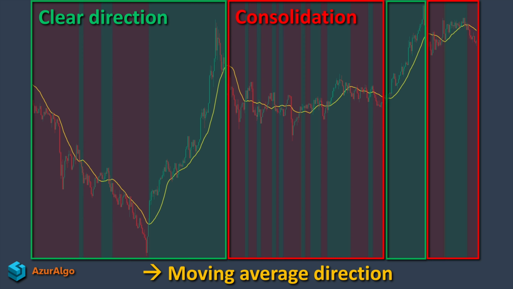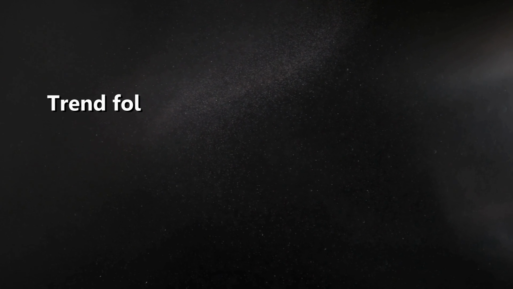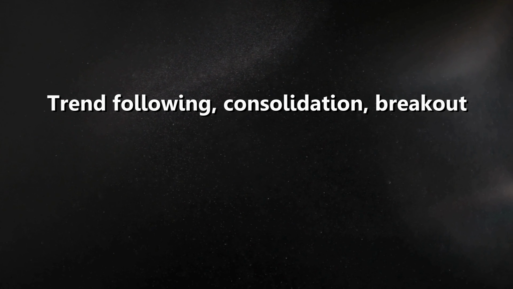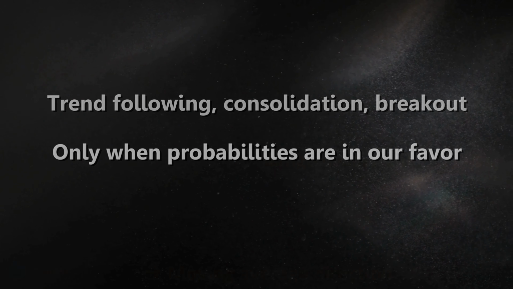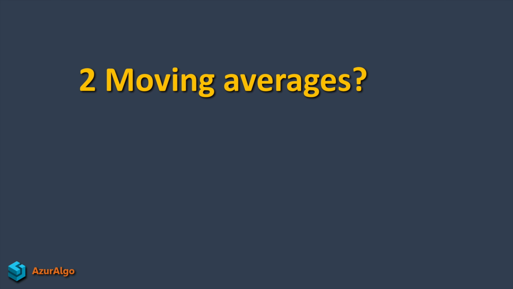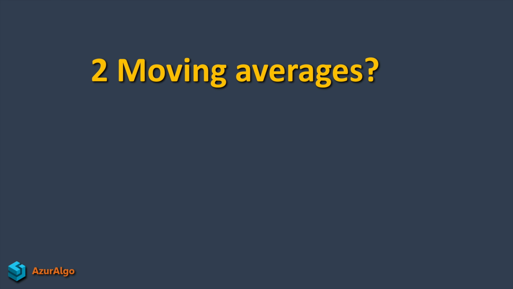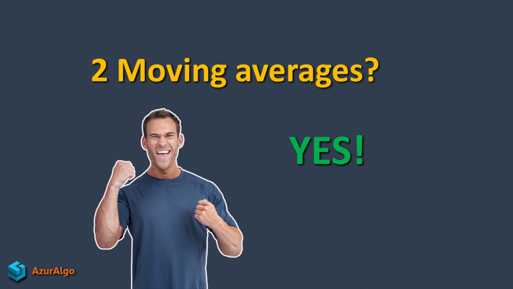Thus, it becomes necessary to detect ranges so that we can apply our trend following, consolidation, or breakout strategies only when the probabilities are in our favor. So far, we've used just one moving average, but would using multiple moving averages help improve the results? The answer is yes, and I'll show you right away.